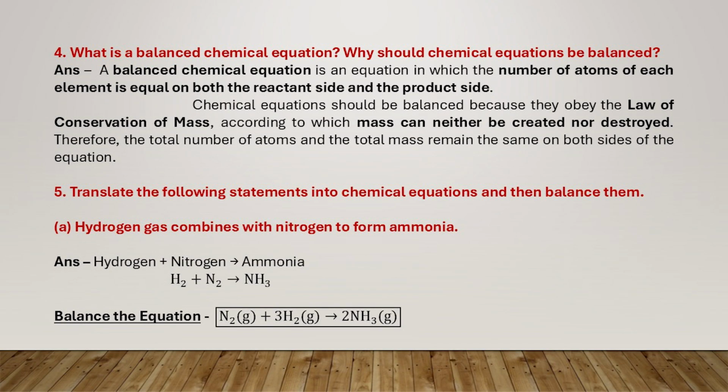4. What is a balanced chemical equation? Why should chemical equations be balanced? Answer: The balanced chemical equation is an equation in which the number of atoms of each element is equal on both the reactant side and the product side. Chemical equations should be balanced because they obey the law of conservation of mass, according to which mass can neither be created nor destroyed. Therefore, the total number of atoms and the total mass remain the same on both sides of the equation.